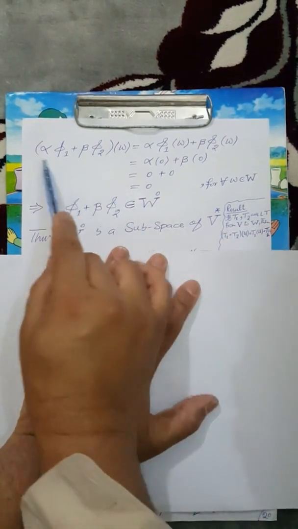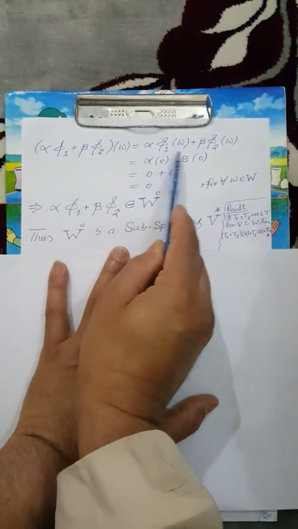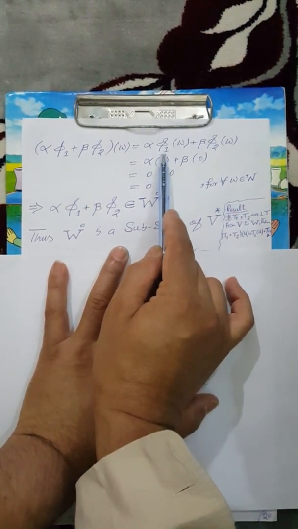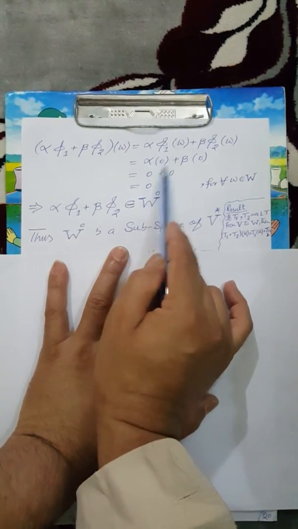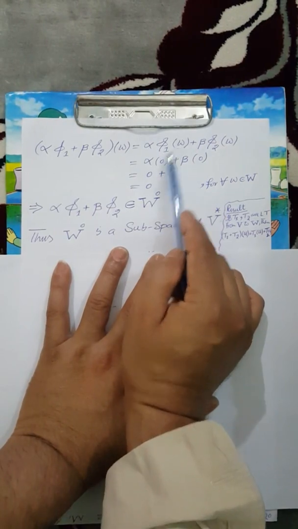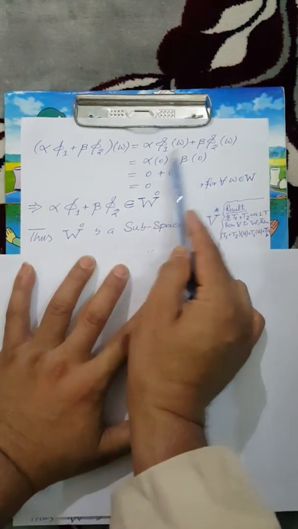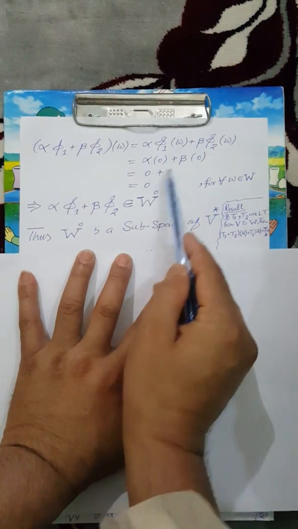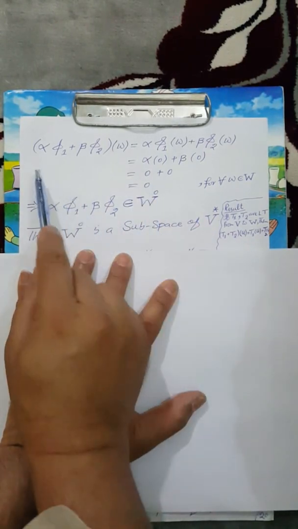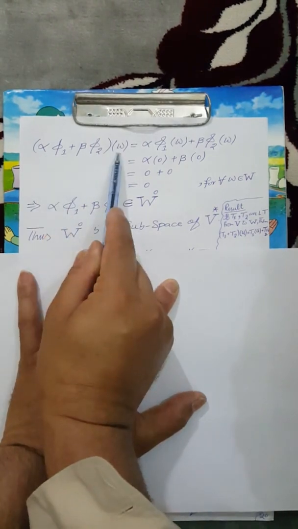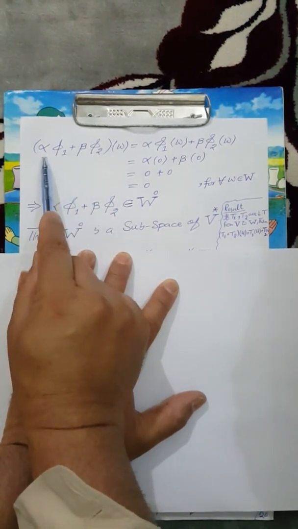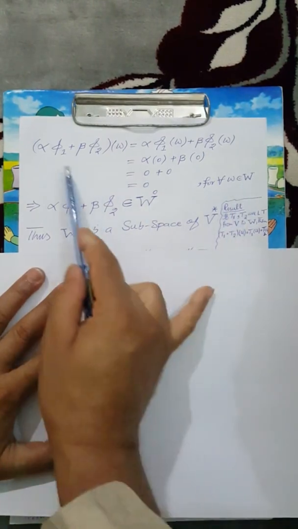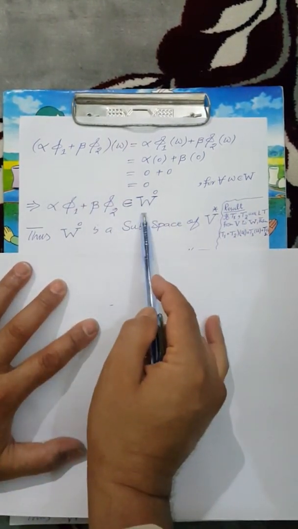Therefore, according to this result, (αφ1 + βφ2)(w) is equal to αφ1(w) + βφ2(w), and the image of w under the linear functional or linear transformation is equal to 0. Therefore, φ1(w) is equal to 0 and φ2(w) is also equal to 0. That is, φ1 and φ2 are elements of W°, so the result of this is also equal to 0 + 0 which is equal to 0. That is, the image of w under the linear functional αφ1 + βφ2 is equal to 0 for each w contained in the subset W. That is, αφ1 + βφ2 is an element of W°.